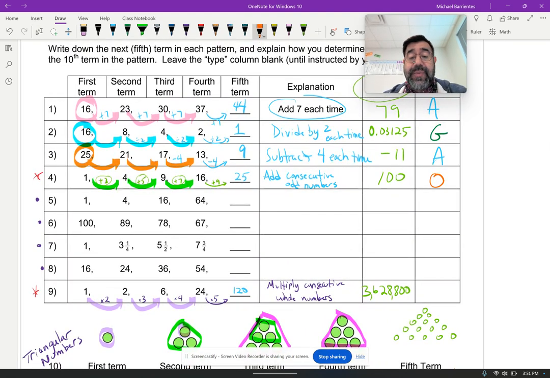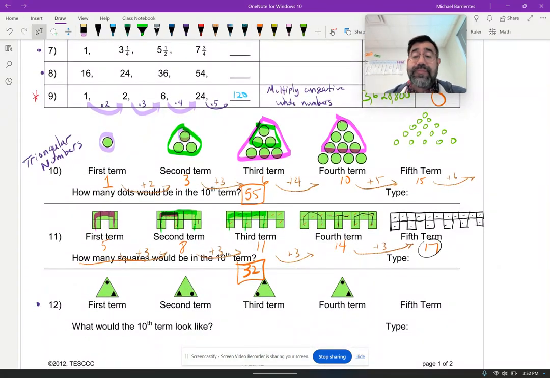And then number 9, multiplying by consecutive whole numbers. Again, multiplying, I would think it's geometric, but it's not multiplying by the same number. It's multiplying by different numbers, times 2, times 3, times 4. So this is going to be an other. I can even do the labeling here for number 10 because I noticed that I'm adding, but I'm not adding the same number. So number 10 is an other. But when I get to number 11, I'm adding the same number. So therefore, that's an arithmetic. And if you want to write the full word, you can. I think most people would just write the letter.